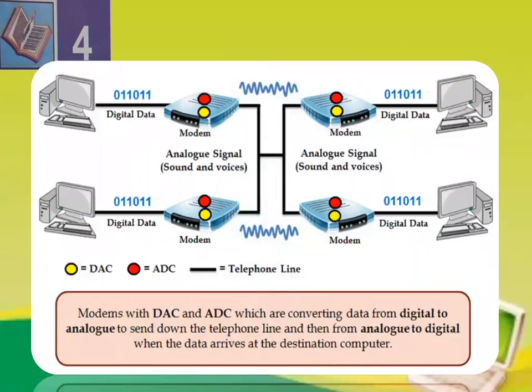A modem with a DAC, digital to analog converter, and an analog to digital converter, which convert data from digital to analog to send down the telephone line, and then from analog to digital when the data arrives at the destination computer.